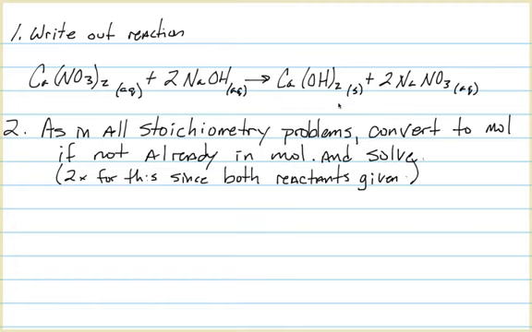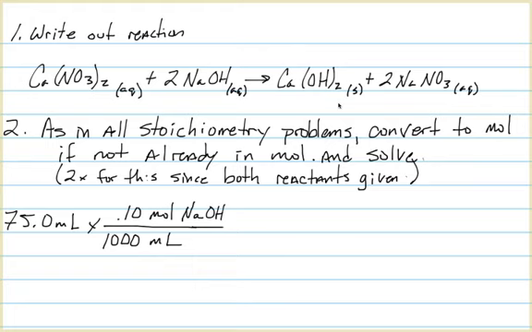The second thing we do is our stoichiometry. And as in all stoichiometry problems, we've got to convert to the unit of moles first if we're not already there. And in this case, we aren't. The only thing that we know about our two compounds is that we have the volume, and what their molarities are. Our first step is to convert that volume into moles.